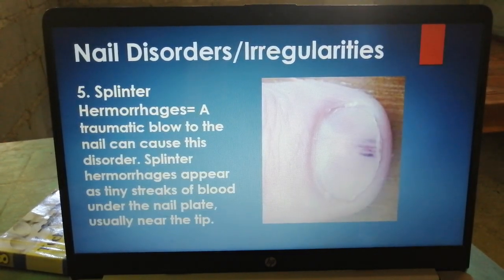Okay, so then next is splinter hemorrhages. A traumatic blow to the nail can cause this disorder. Splinter hemorrhages appear as tiny streaks of blood under the nail plate, usually near the tip. Okay, so, nagkakaganito yung kuko natin, yung tinatawag natin na may bumuong dugo. Pag halimbawa nasasaktan natin yung mga kuko natin, pag halimbawa naitama natin siya sa matitigas na bagay, ganyan. So, nagkakaganyan yung mga kuko natin.